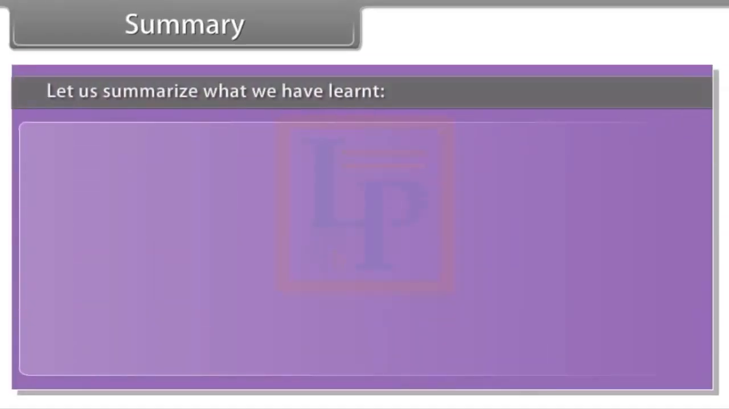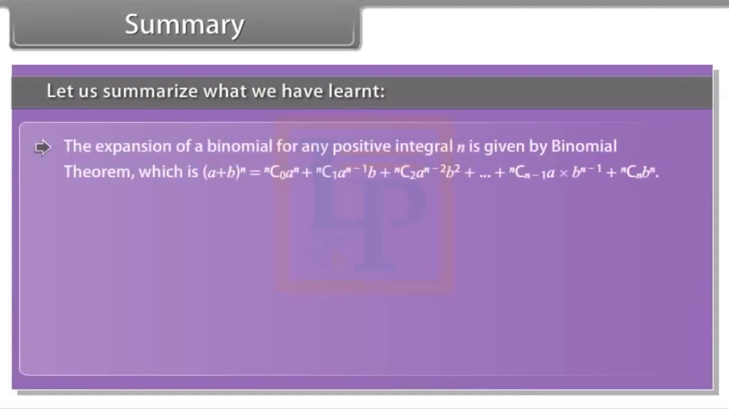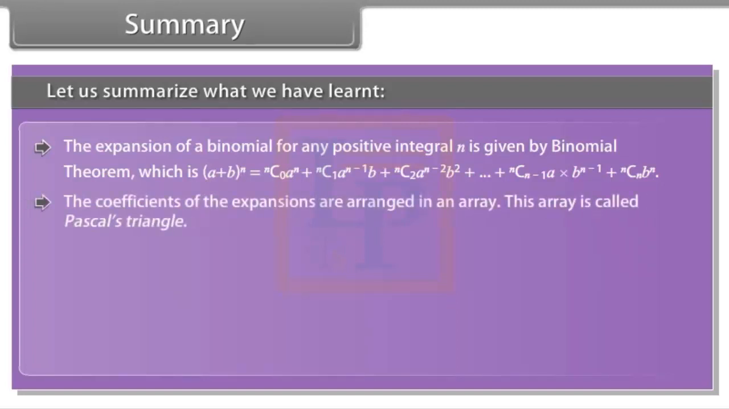Summary. Let us summarize what we have learned. The expansion of a binomial for any positive integral power is given by the binomial theorem. The coefficients of the expansions are arranged in an array. This array is called Pascal's triangle. The general term of an expansion.